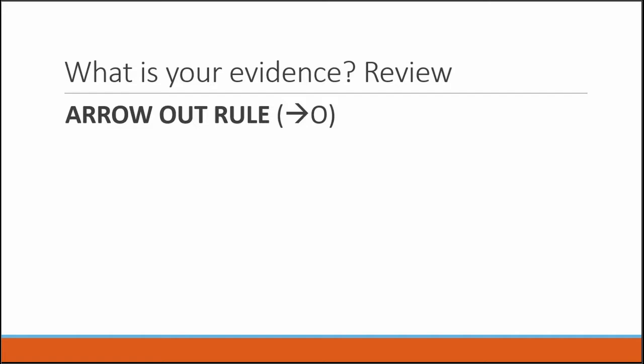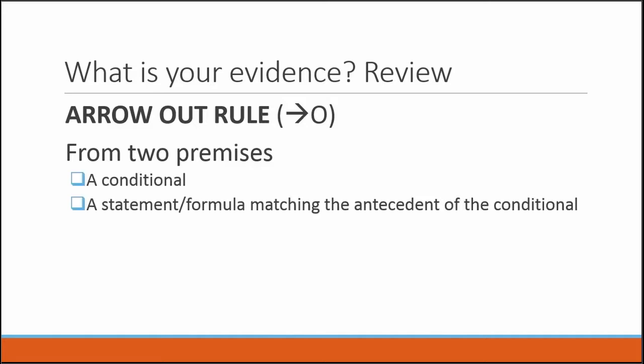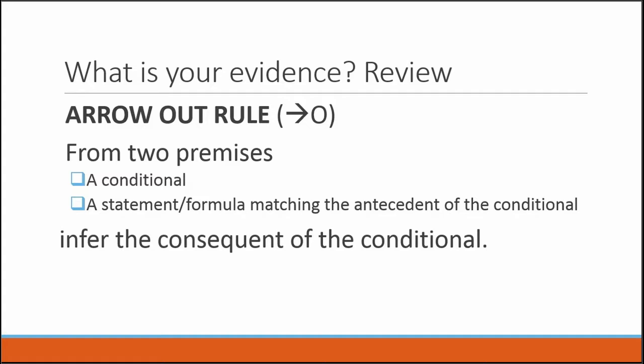You have learned arrow out rule, which states from two premises, one of which is a conditional, and the other is a statement or formula that exactly matches the antecedent of the conditional, you may infer the consequent of the conditional. Remember, whenever you use arrow out rule, you must cite two lines, a conditional statement and a statement matching the antecedent of the conditional.